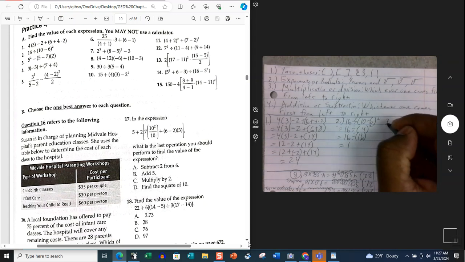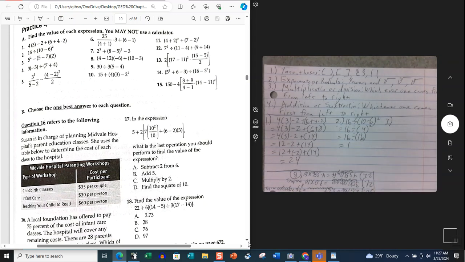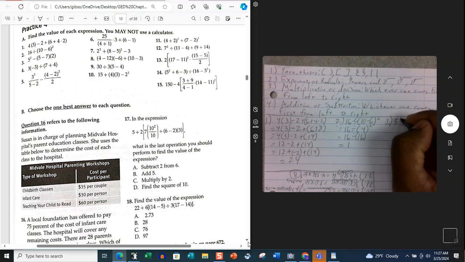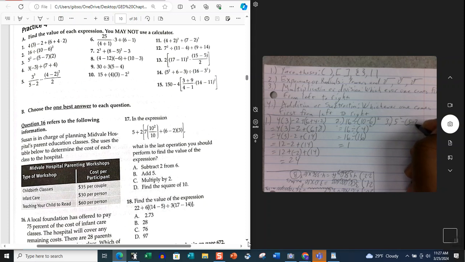Now problem number 3, we would do 5 squared minus the parentheses of 5 minus 7 times the parentheses of 2. Now remember, according to our order of operations, we do what's inside the parentheses first. Now we have 5 minus 7. We know that that's really 5 plus a negative 7.